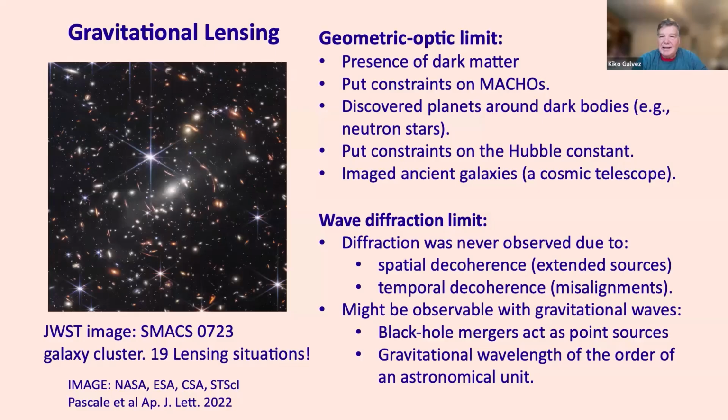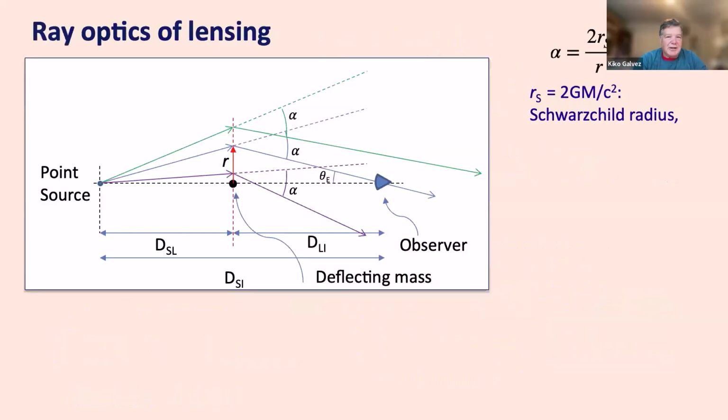However, the situation might be different with gravitational waves because they have very large wavelengths, and black hole mergers can act as point sources. So there are some interesting situations that come up.